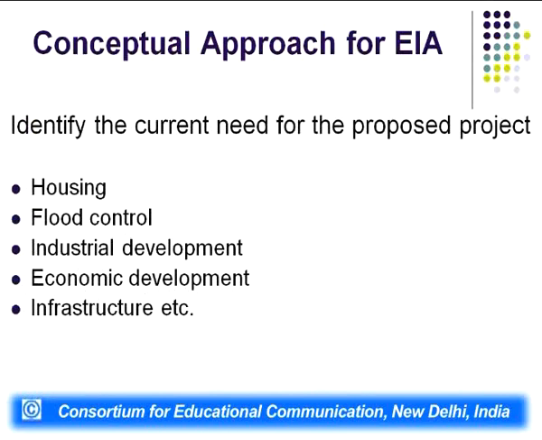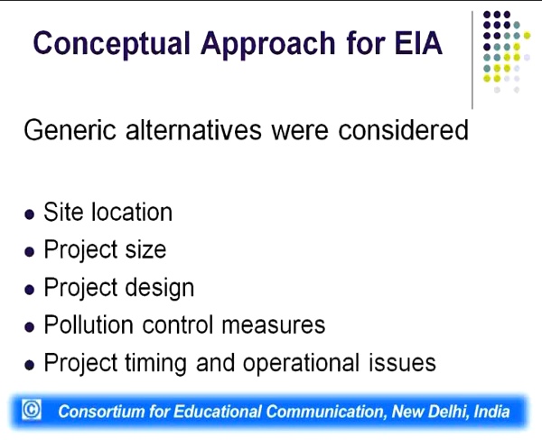One is we will have to identify the current need for the proposed project, like housing, flood controls, industrial developments, economic development and infrastructure, etc., because it is also a mandatory component during the project formulation or during the project running phase. Then we will have to consider the generic alternatives of the project, whether the site location has some alternative, project size has some alternative or not, project design has some positive or better alternatives or not, pollution control measures have some alternatives or not, as well as the project timing and operational issues have some generic alternatives or not.